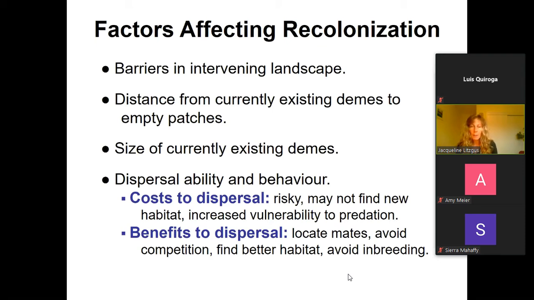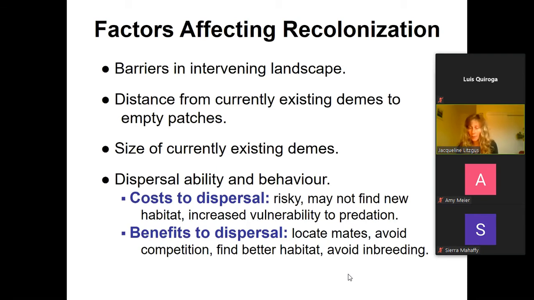So we're going to talk about dispersal behavior here for a little bit. There are costs and benefits, right? And we talk about this sort of cost-benefit analysis a lot when we're talking about animal life histories and animal ecology in general. So the cost of dispersal is that it could be risky, right? You might not find a new habitat patch. You try to leave your habitat patch and join another deme, but what if you never find it, right?